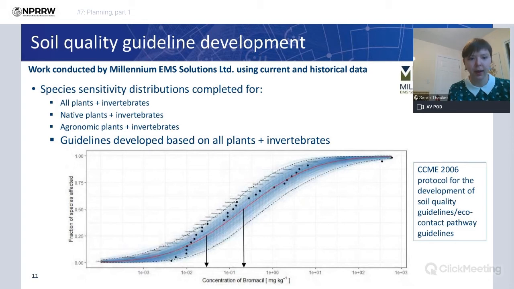And this graph here is what these species sensitivity distributions look like. This is bromacil on the x-axis, and then the fraction of species affected on the y. And again, you can see they've plotted the data points. The red line is a regression, and the blue line is bootstrap data. And then they're showing here with these arrows the 25th and 50th percentile.